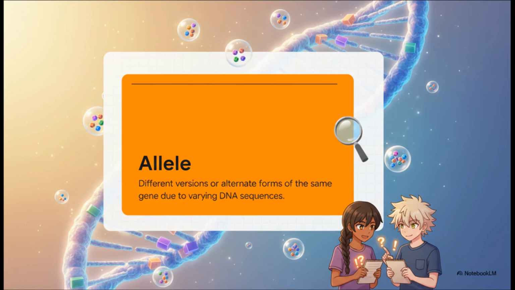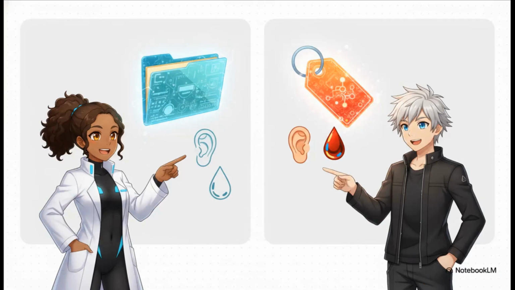And here is a massive exam tip for you. Whenever you're reading a question and you see the phrase alternate form of a gene, your brain should instantly, automatically jump to the word allele. Now we need to draw a really strict, clear boundary between these two terms, because using them interchangeably is probably the number one mistake students make.